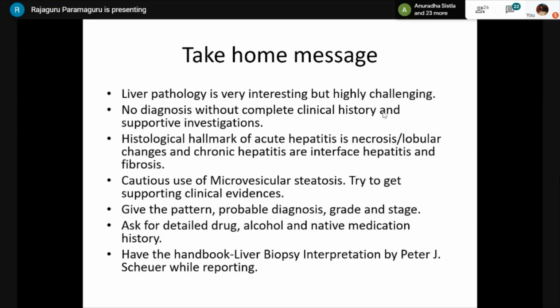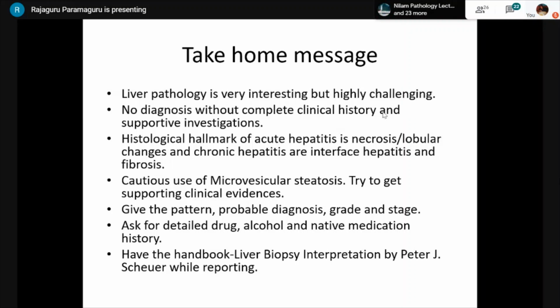And don't confuse them with the small droplet type of macrovesicular steatosis, and give a pattern, whether it's acute hepatitis, chronic hepatitis, a cholestatic liver disease, or if there is a deposition and so on, and give a probable diagnosis, and accordingly for the pathology you can grade and stage. Don't forget to do this. Ask for detailed drug, alcohol, and native medication history.